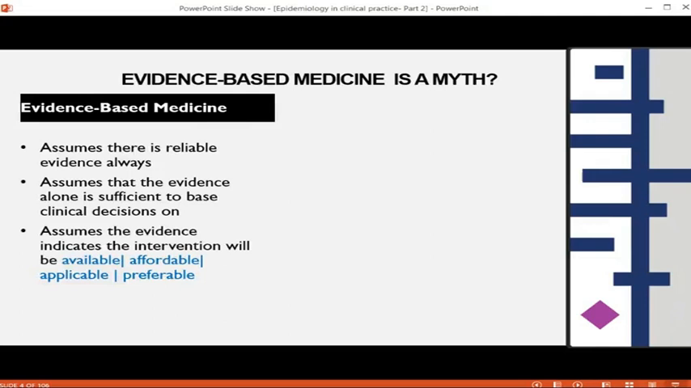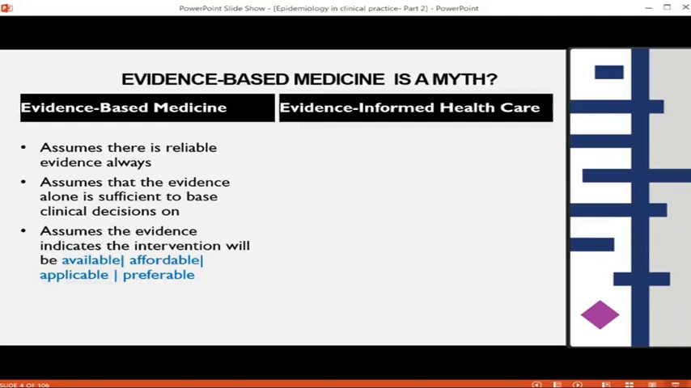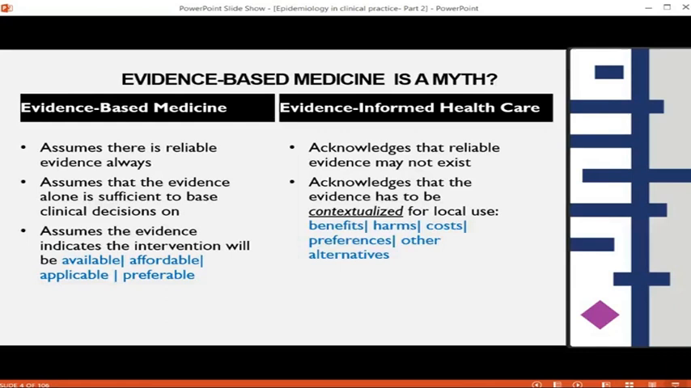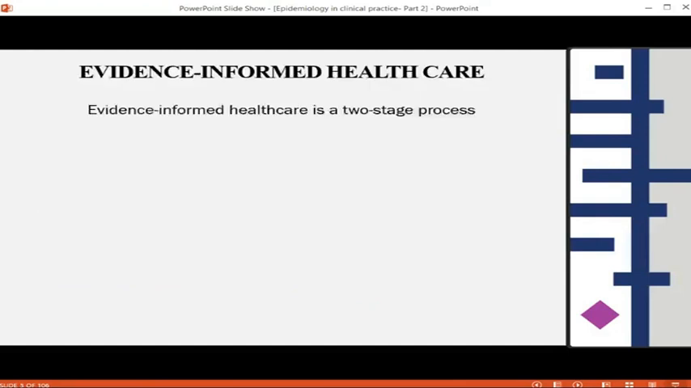So because of these problems, we prefer to use the word evidence-informed healthcare. This acknowledges that reliable evidence may not exist, but at least you need to know what is the evidence and how reliable it is. And it acknowledges that even if the evidence is good, it has to be contextualized for your local use. So we have to look at the balance of benefits and harms, costs, preferences, or if there are other alternatives. So in this paradigm, evidence only informs your decision. It is not the decision. You make the decision based on the evidence and the contextualization of that evidence.